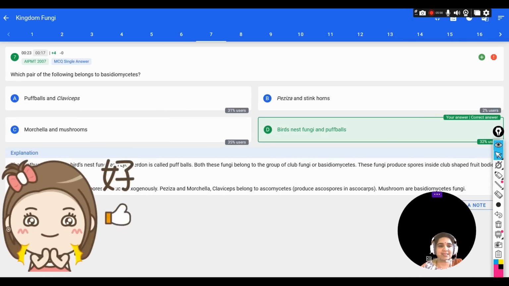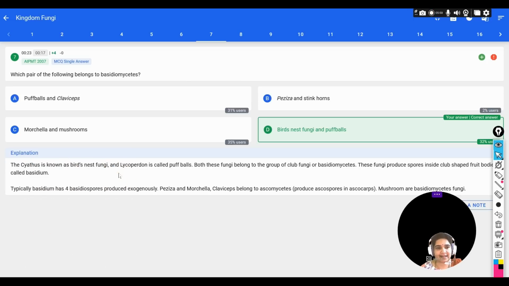basidiomycetes. Okay. So see, Cyathus is known as bird's nest fungi, and Lycoperdon is commonly called puffballs. Both these fungi belong to the group of fungi called basidiomycetes. These fungi produce spores inside the club-shaped fruit bodies called basidium. Typically, the basidium has four basidiospores which are produced exogenously. What are they? Peziza, Morchella and Claviceps belong to the ascomycetes, which produce ascospores in the ascocarps, and mushrooms are basidiomycetes fungi. So, those that belong to the basidiomycetes are bird's nest fungi and puffballs.